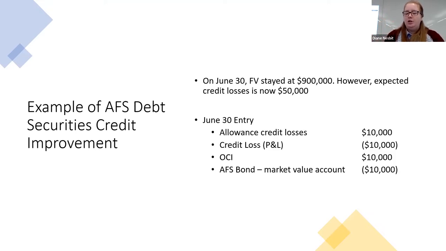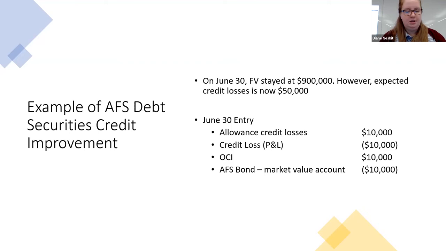So you would book an entry along the lines of this that reverses some of that out of the P&L. You can see that we're crediting the P&L with credit loss income. Sounds like a weird term, but that would be the same account. And then debiting OCI for that amount to adjust the allowance versus the mark to market.